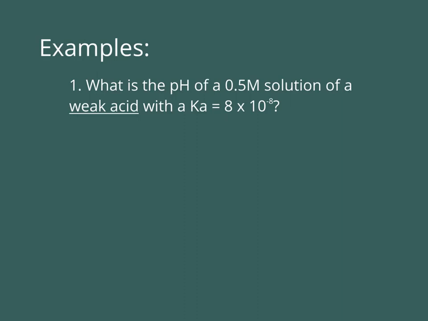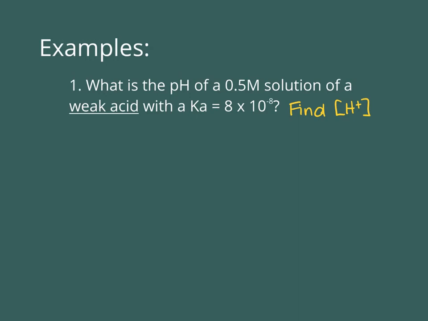So for our first example, what is the pH of a 0.5 molar solution of a weak acid with a Ka value of 8 times 10 to the negative 8? First of all, notice our Ka has no units because it's a ratio. Second of all, if we're looking for pH, then we need our H plus concentration, our hydrogen ion concentration.